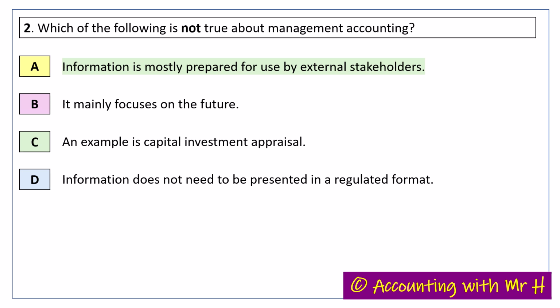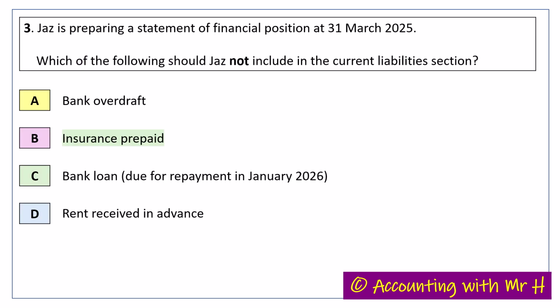And the final question, here we go. Jazz, which of these should not be in his current liabilities section in his SFP at the 31st of March 25? The answer is insurance prepaid, because that to him is a current asset. Just a quick thing on part A, overdraft, yes, liability. With the bank loan, always double check when it's due for repayment. Remember, current liabilities are things that will need to be paid within the next 12 months.